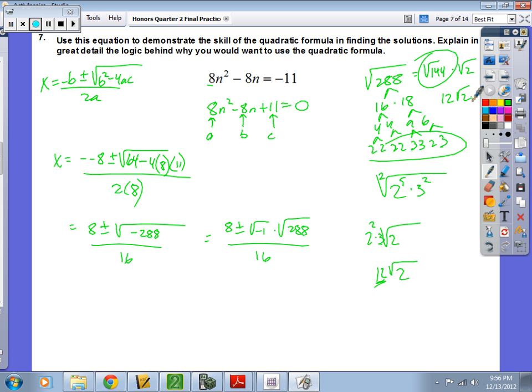Alright, so here we go. We've got 8 plus or minus. Okay, that square root of negative 1 is i. So it's going to be 12i times the square root of 2 all over 16. Then you stare at it and you ask yourself, can I simplify that fraction? Does 8, 12, and 16 have a common factor? You can divide them all by 4. So if you divide them all by 4, your final answer is going to be 2 plus or minus 3i times the square root of 2 all over 4.